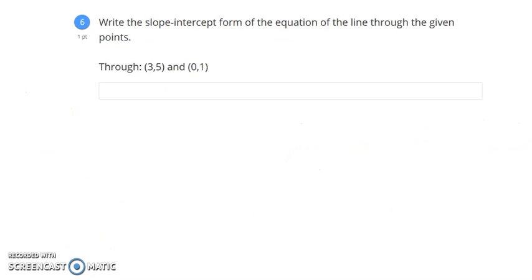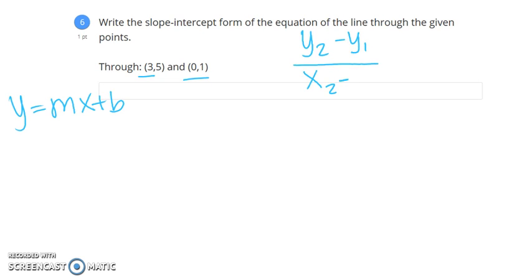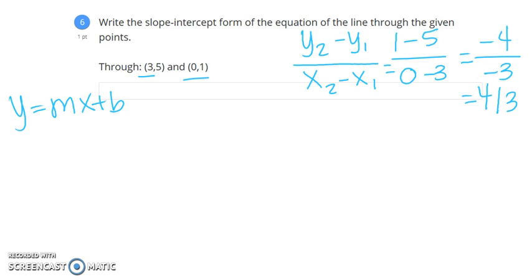One more example. Write the slope-intercept form of the equation of the line through the given points. So we have 3, 5, and 0, -1. First thing that we need to do is find our slope. That formula, I really encourage you guys to memorize this formula, or at least understand this formula. So 1 minus 5 over 0 minus 3. 1 minus 5 is -4. 0 minus 3 is -3. A negative divided by a negative is a positive 4/3.